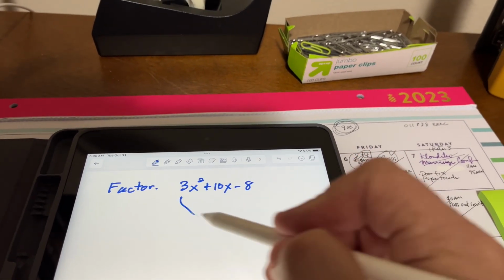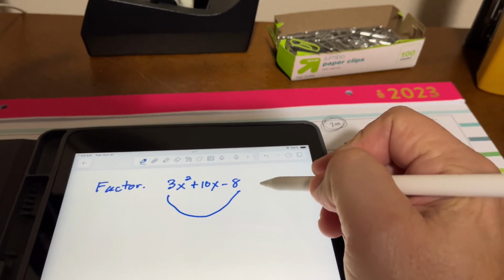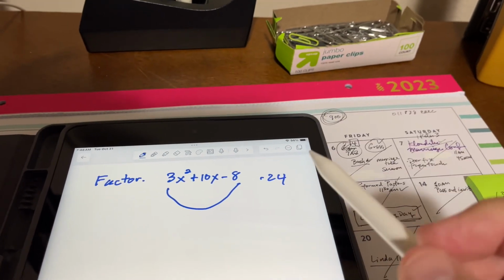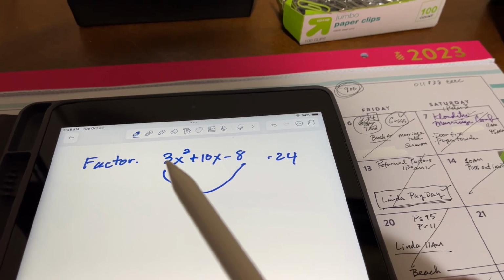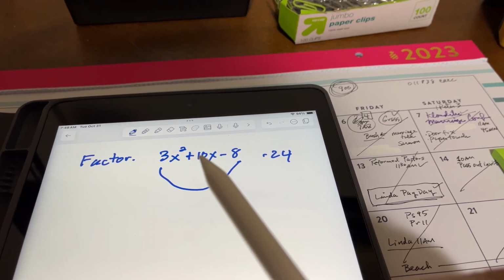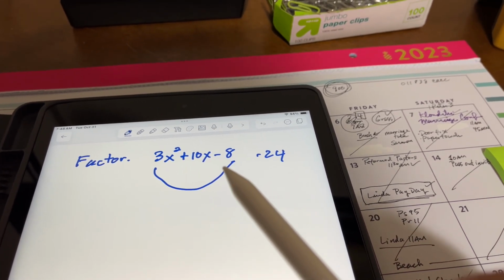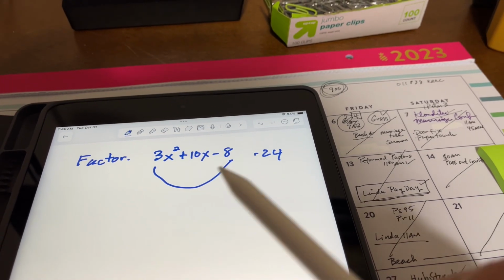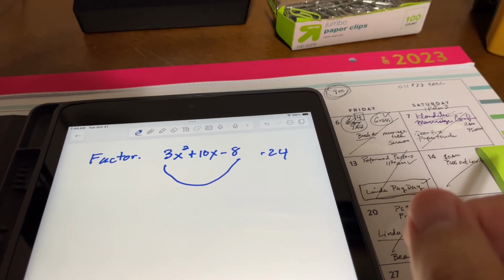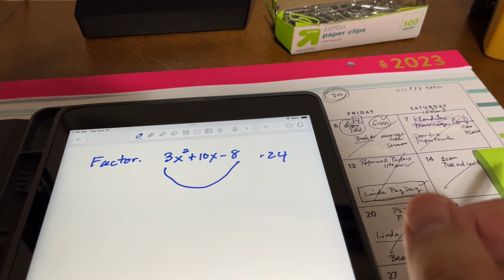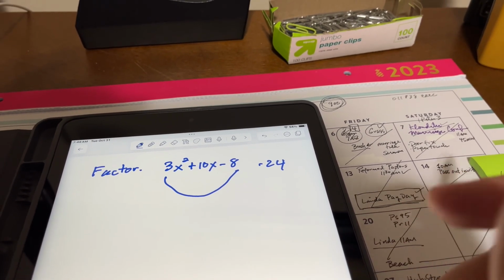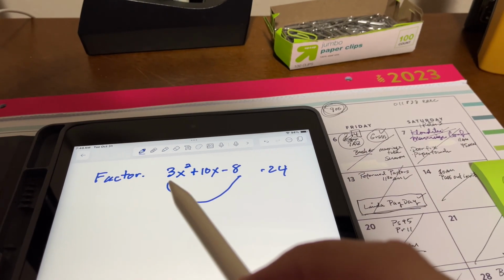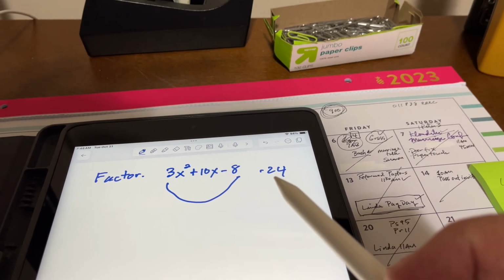So we're going to multiply A times C and get -24. The reason I said A times C is because, as a quadratic, this is ax squared plus bx plus c. So every quadratic is in the form of ax squared plus bx plus c equals 0, where the a cannot be 0. So I'm saying the a term times the c term is negative 24.